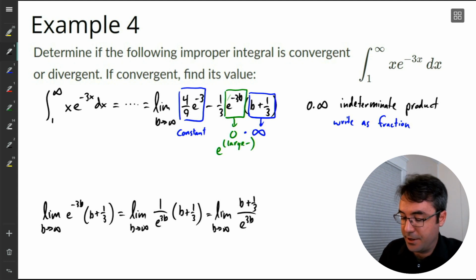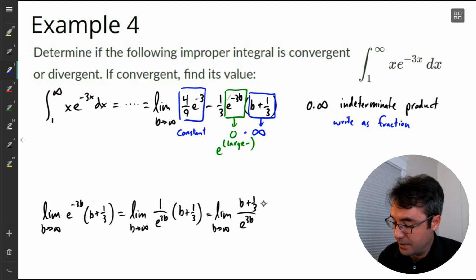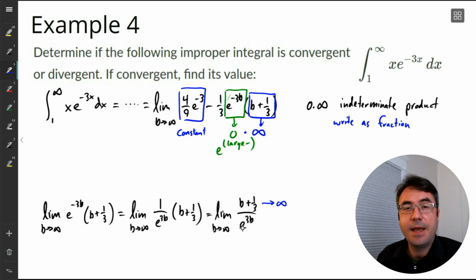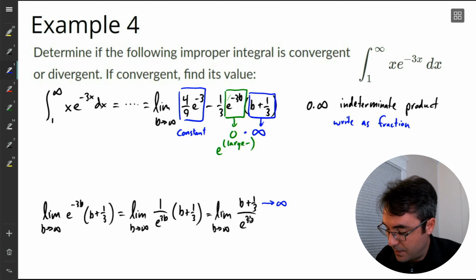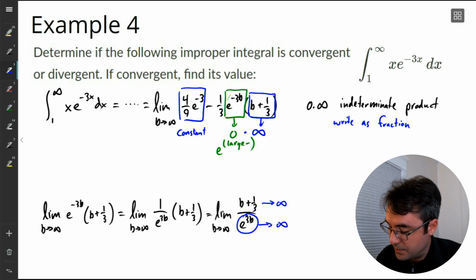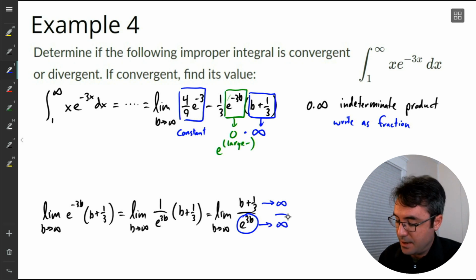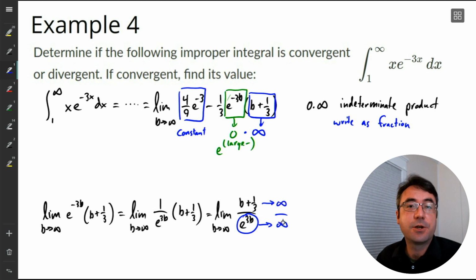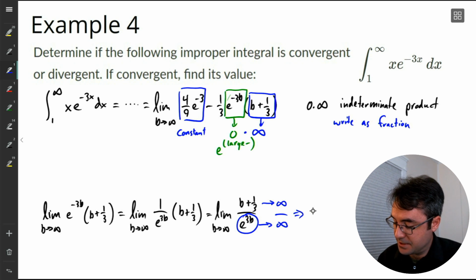So the numerator here is still getting really large positive. So it's going to infinity. And what is just this denominator? What is e to the 3b doing? Well, now we have an exponential where the exponent is getting large positive, and so this exponential is also getting large positive. So we end up with one of our indeterminate quotients, infinity over infinity, and this always tells us it's still indeterminate, but we can use L'Hopital's rule.